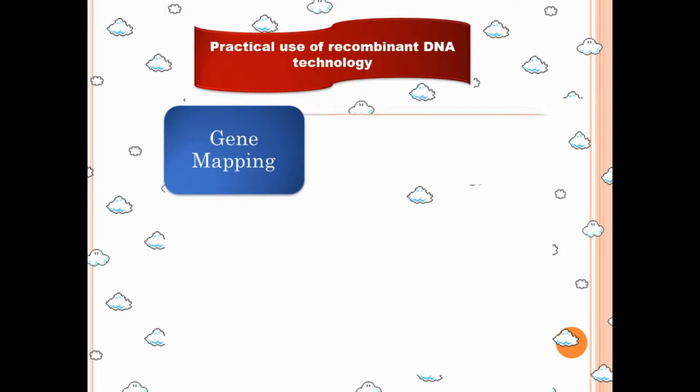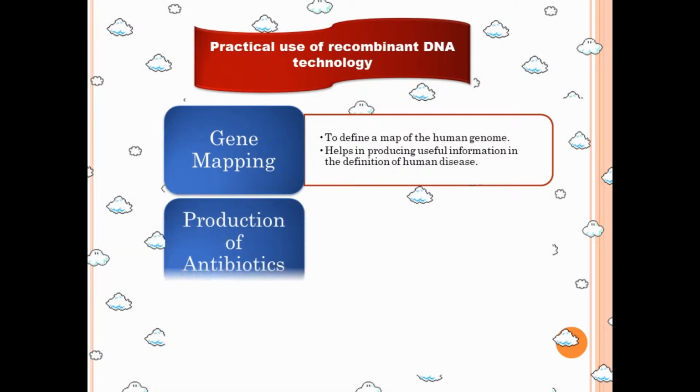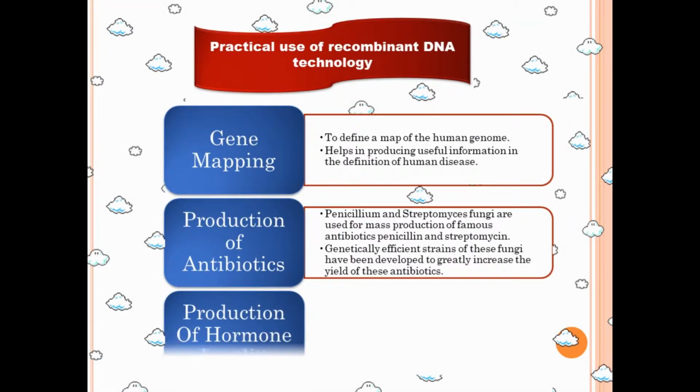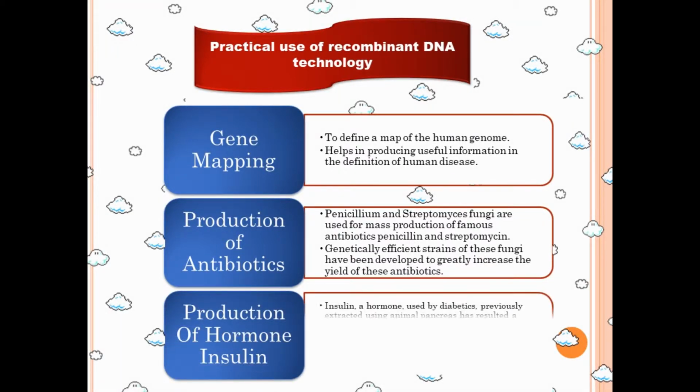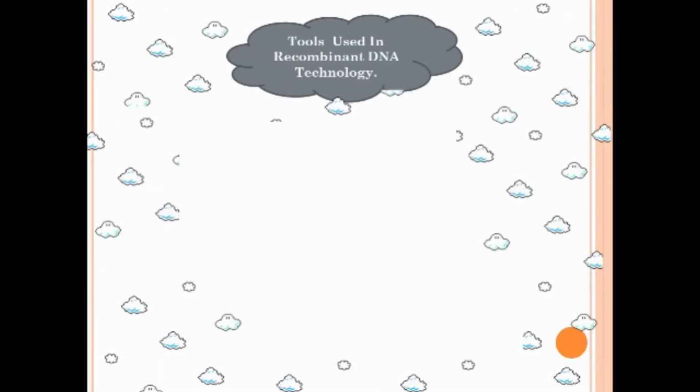Well, it can be used for gene mapping, which is to define a map of the human genome, and it can help introduce useful information in the definition of human diseases. Next, the production of antibiotics. Genetically modified fungi have been developed to greatly increase the yield of antibiotics. Next is the production of the hormone insulin. Genetically engineered bacteria used for production of insulin, in place of animal-made insulin, can make sure people don't get allergic reactions. And the tools for recombinant DNA technology are as follows.